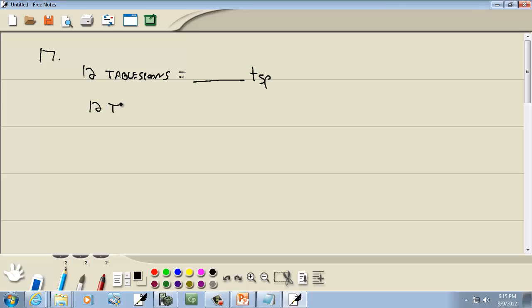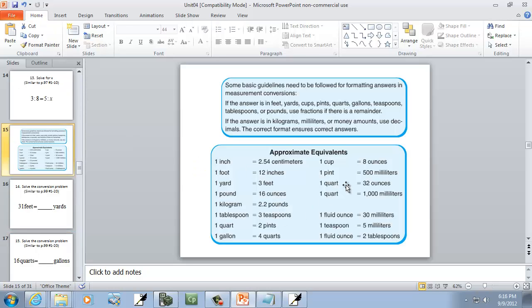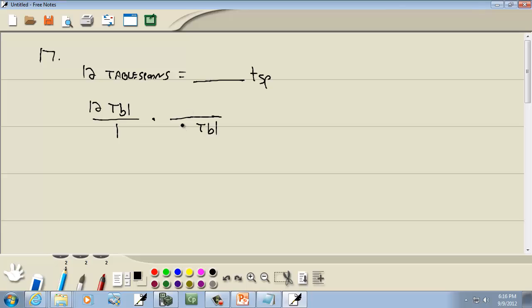What is that? TBL? I think that's tablespoons. Again, we start with that, put over 1. If that's tablespoons here, this has to be tablespoons here. And we'd like to find some kind of tie between tablespoons and teaspoons. Tablespoons and teaspoons. 1 tablespoon is 3 teaspoons. So 1 tablespoon is 3 teaspoons.